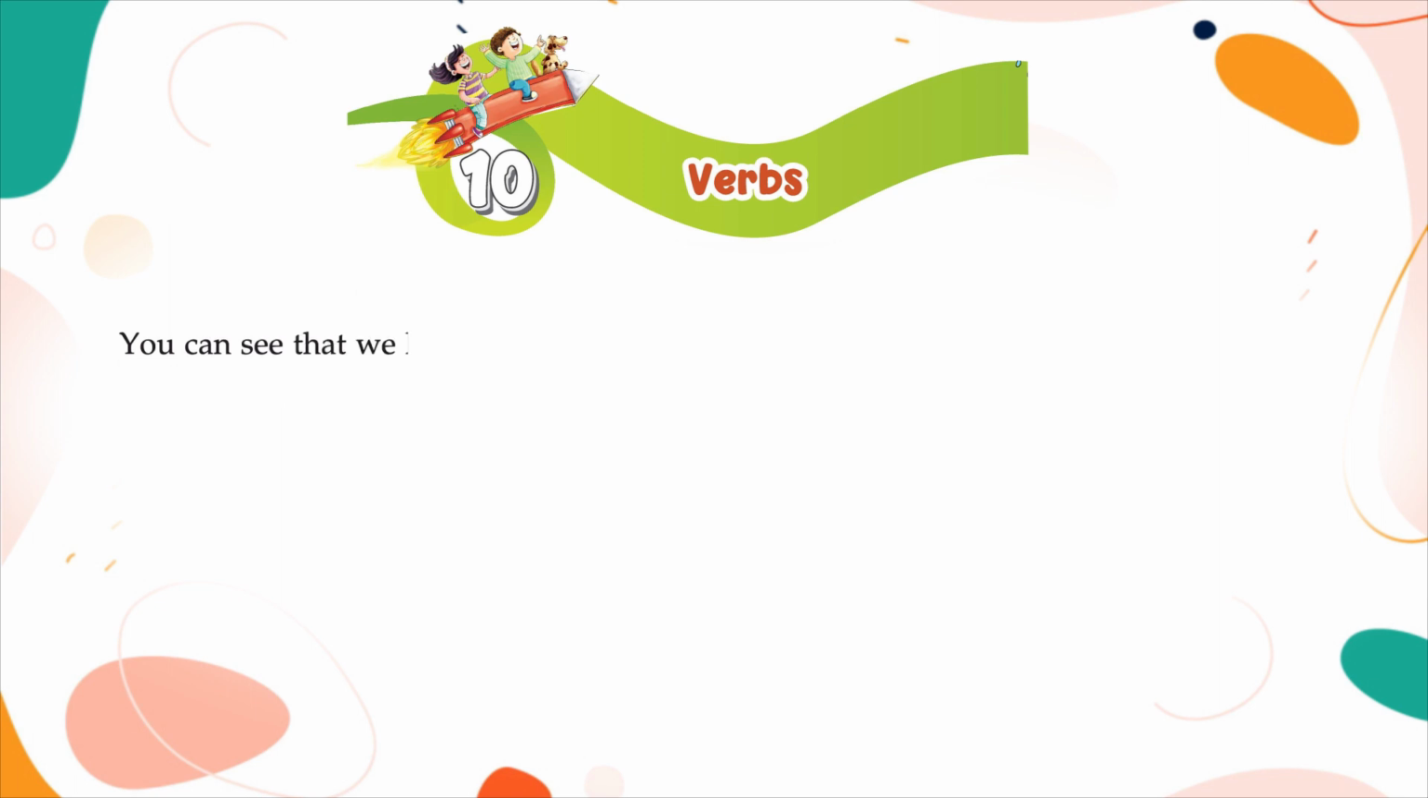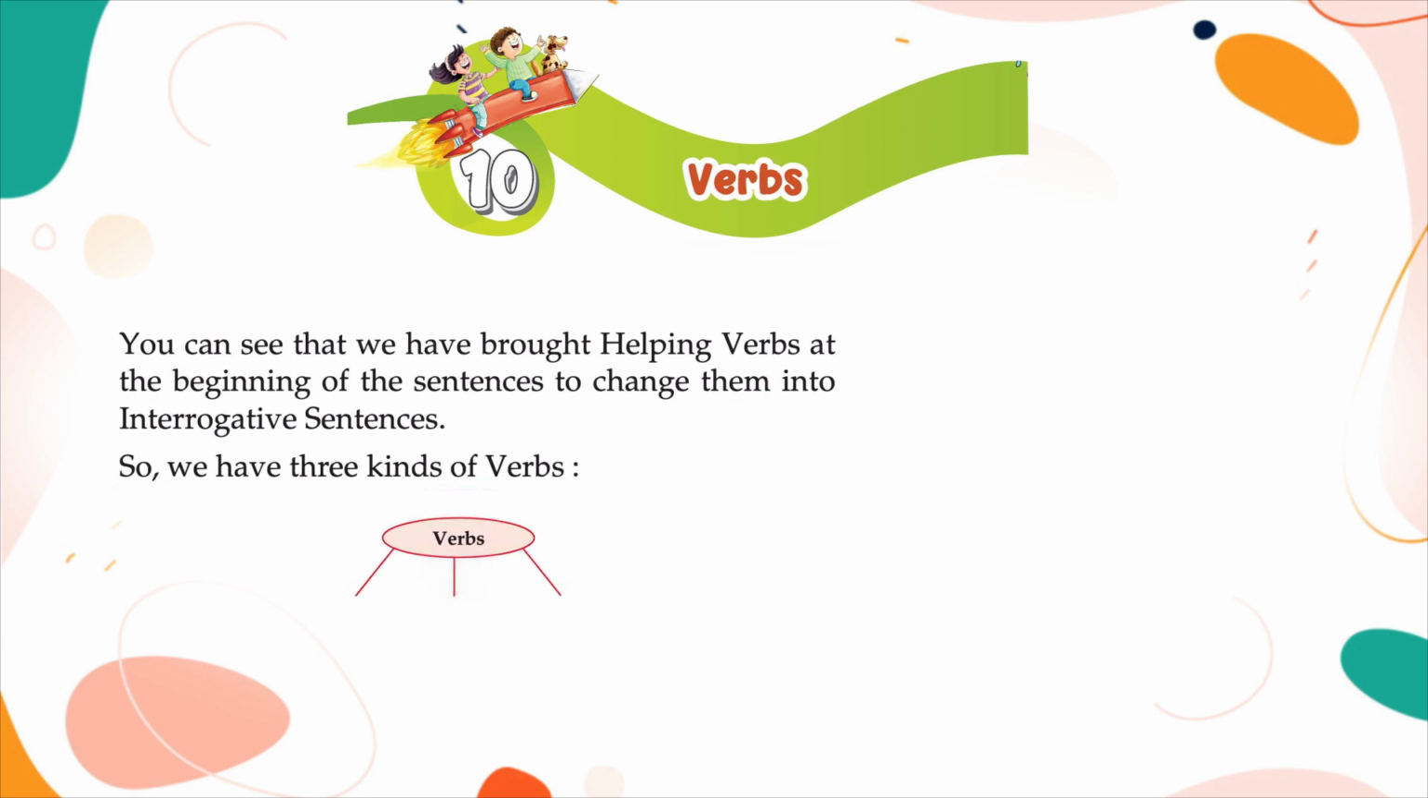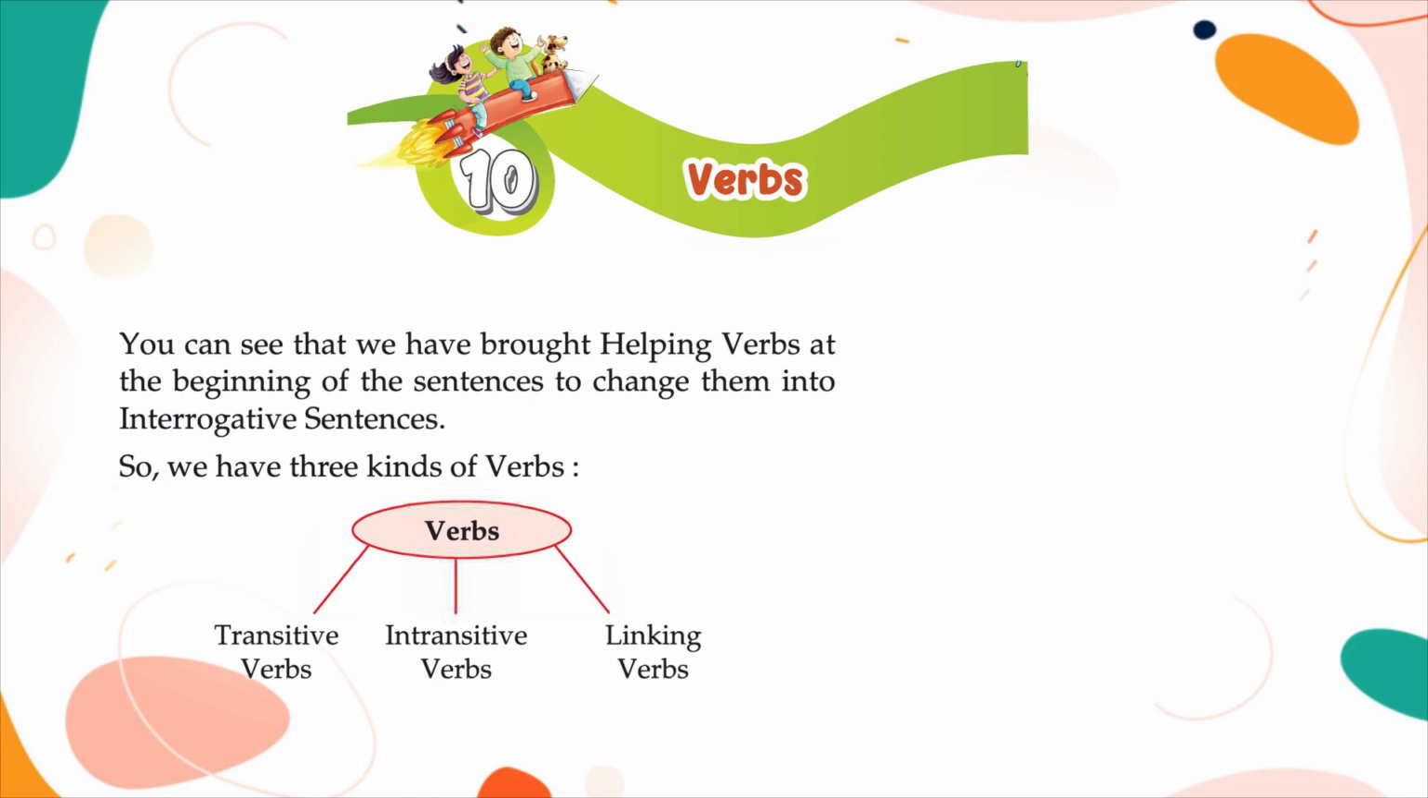You can see that we have brought helping verbs at the beginning of the sentences to change them into interrogative sentences. So, we have three kinds of verbs: transitive verbs, intransitive verbs, linking verbs.